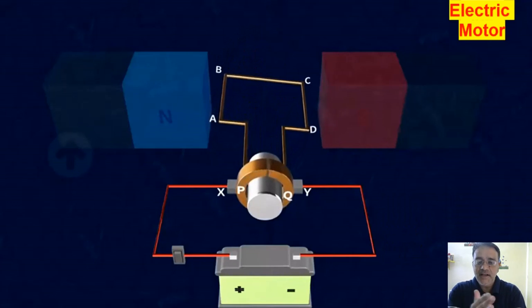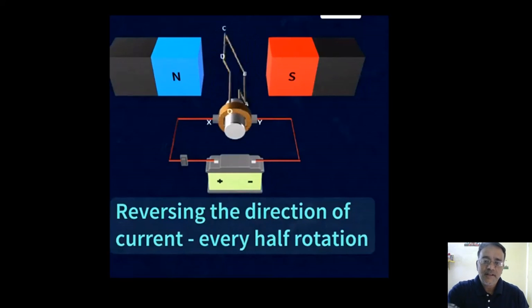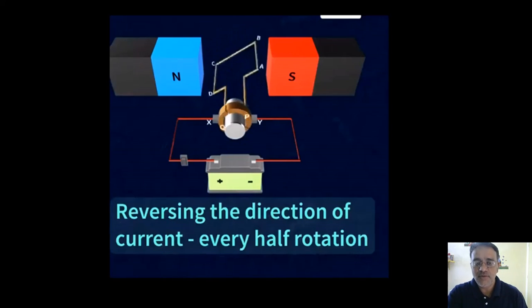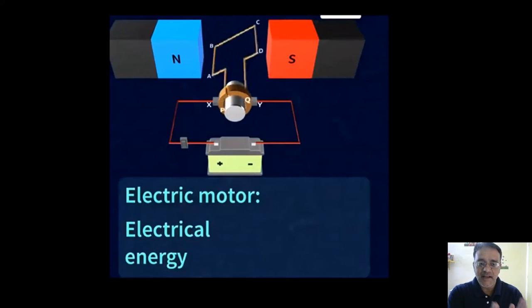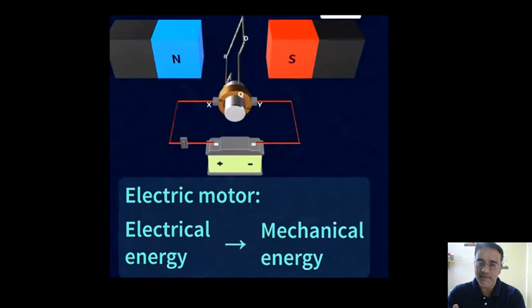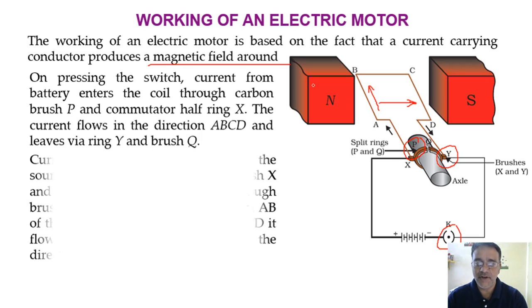सो ये हर एक हाफ साइकिल में रिवर्स होता जाएगा, एंड रिवर्सिंग द डायरेक्शन ऑफ करंट एवरी हाफ रोटेशन विल गिव द कंटिन्यूस रोटेशन. सो वो कंटिन्यूस घूमता जाएगा. सो इस तरह से इलेक्ट्रिकल एनर्जी जो है मैकेनिकल एनर्जी में कन्वर्ट हो जाएगा. ओके, सो नाउ विल सी द थ्योरेटिकल पार्ट.